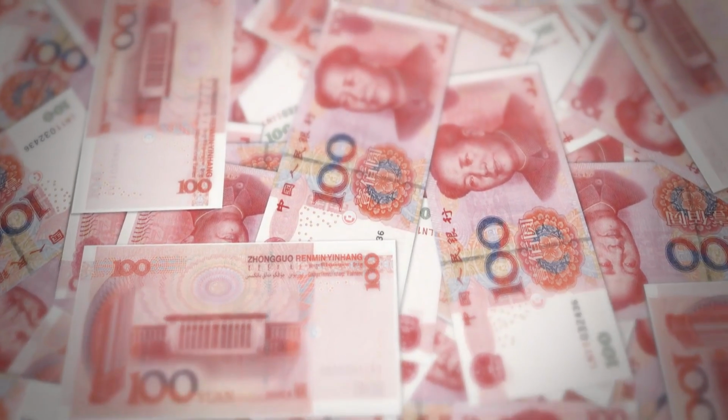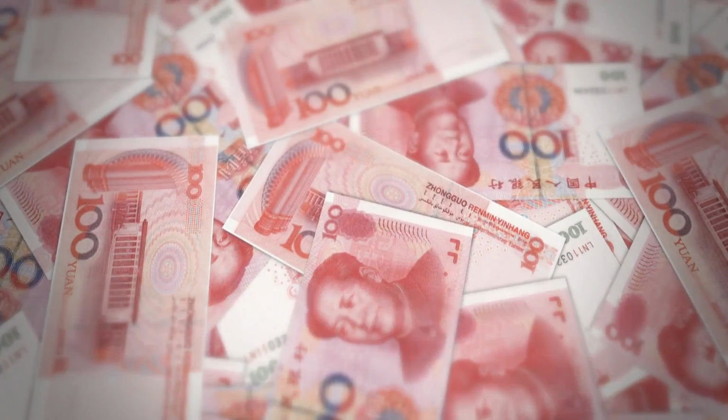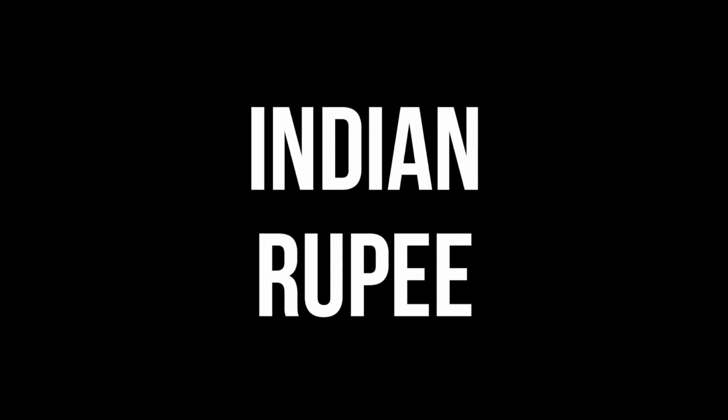And what that's done is driven up the demand for Chinese yuan and also the value. And what you can clearly see from these charts is that over the course of the last 12 months, the Chinese yuan has increased in value and the Russian ruble has fallen in value. So unfortunately for President Putin, nobody has agreed to his terms and conditions, nobody wants to pay in Russian rubles, and therefore the demand for Russian rubles has fallen significantly.